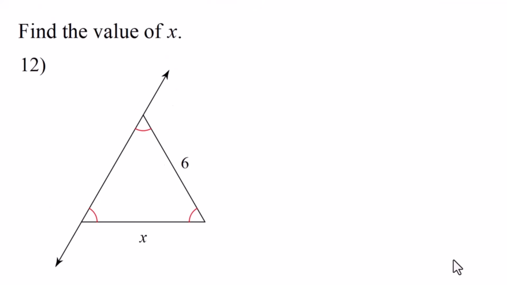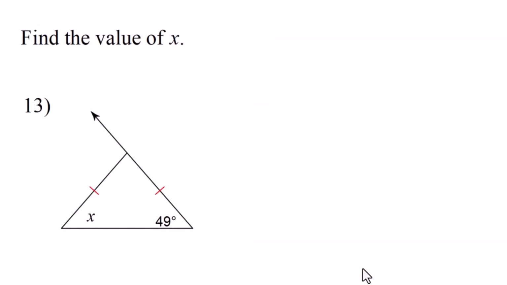Find the value of x. Well, look, all the angles are marked congruent. So that means all the sides are congruent. That means if this one is 6, then this side equals 6. X equals 6, and you are done. Now find the value of x. If you know the properties of an isosceles, that was an equilateral triangle on the last one. This is isosceles. If the sides are the same, the base angles will be the same. So that means that x equals 49. Not a lot of work to do.